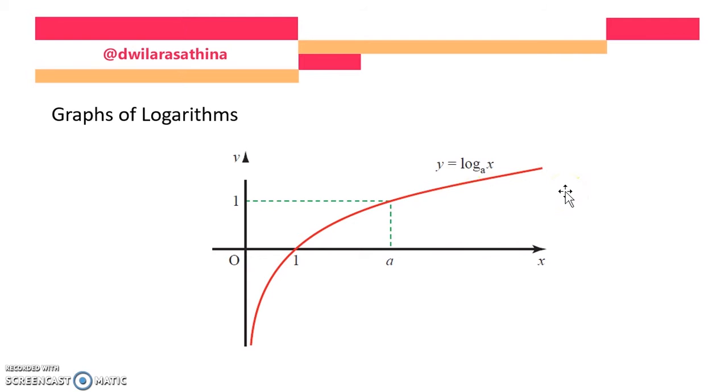And then the line x equals 0 is an asymptote, and for values of x between 0 and 1, the curve lies below the x-axis. You can see here. There is no limit to the height of the curve for large values of x, but its gradient progressively decreases. Like this. The curve passes through the point (a, 1), whatever the value of a.